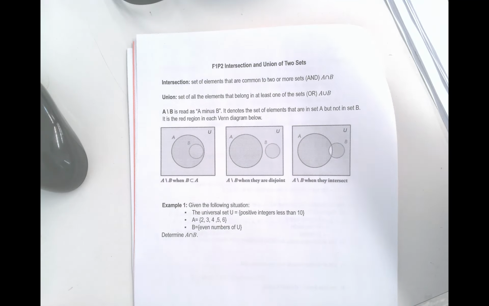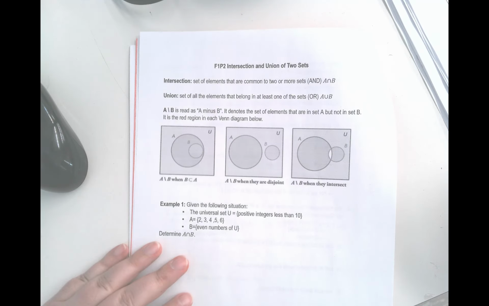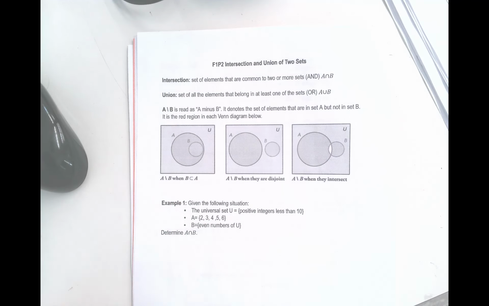Hey everybody, so this video is going to talk about the second lesson in the set theory unit. This is going to talk about intersection and union of two sets, and we're going to be doing a lot of work using Venn diagrams in this lesson as well, so we're going to take a look at that. But first, what is the intersection, what is the union when we are talking about two sets?